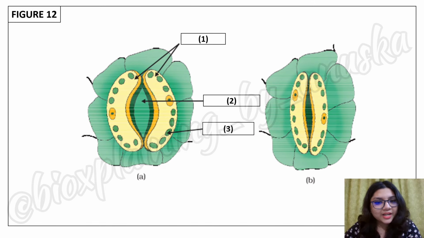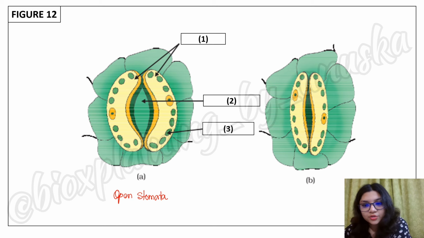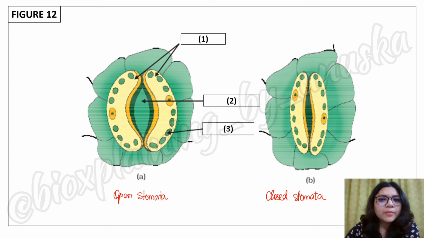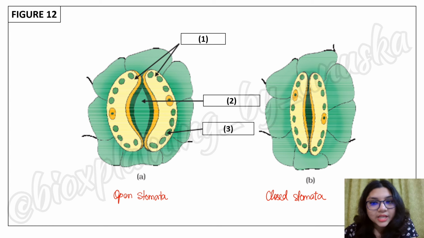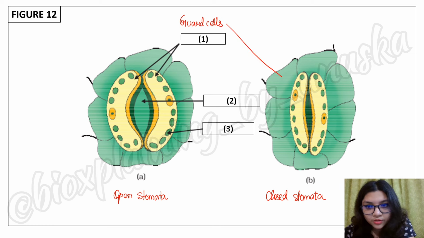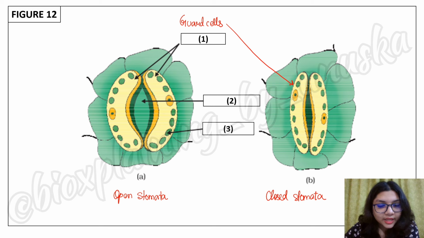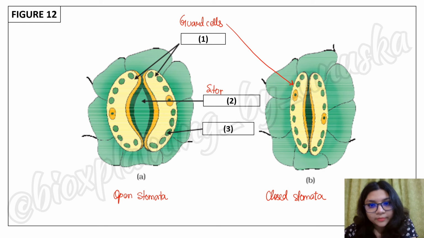Okay, this is simple, you have been studying this since class 6-7. So A shows open stomata, right? And your B diagram is showing closed stomata. So let's see what are the different parts. Now number 1 is showing your guard cells. Okay, so number 1, guard cells. So here also this one is guard cells. Then number 2 is the stomata, right? Stomata, or you can also call it the stomatal pore, opening, whatever.